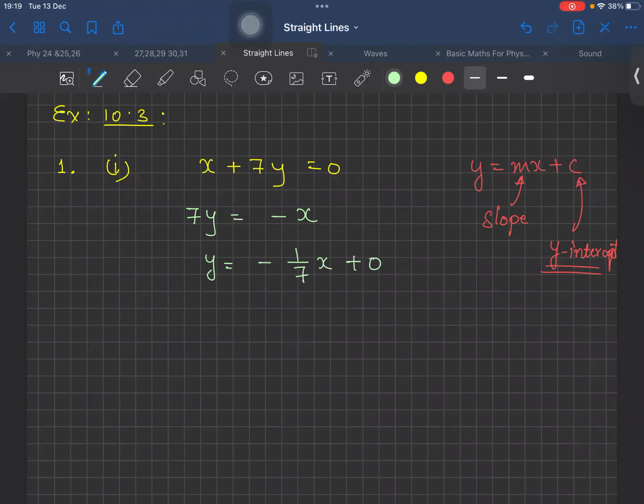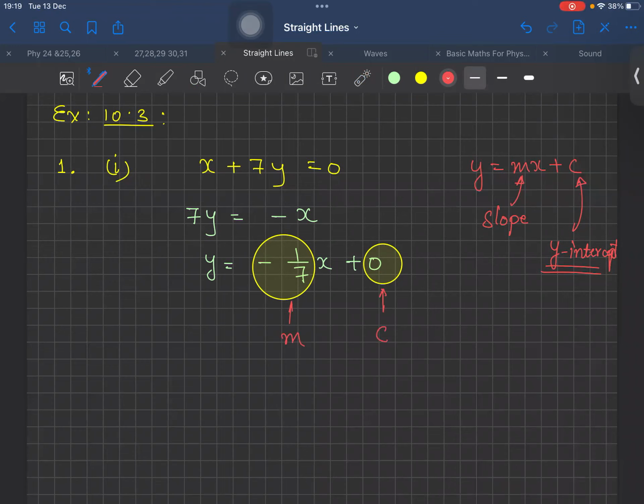So that means this value is your m. And the y-intercept is 0, so this is your c. So this is m, and this is c.